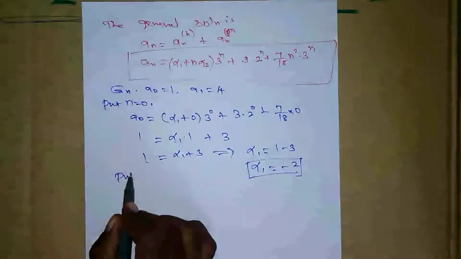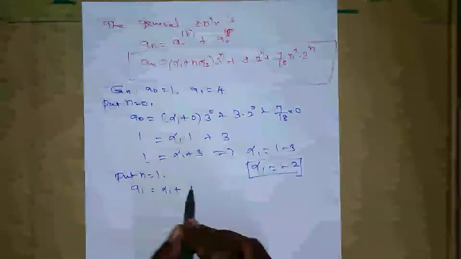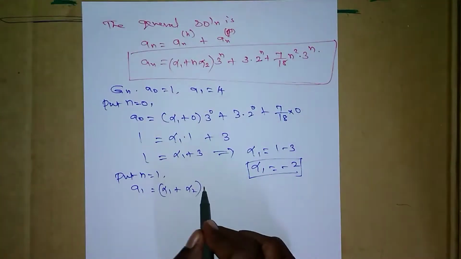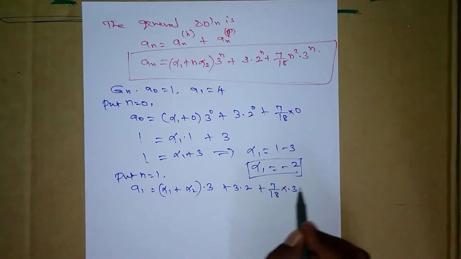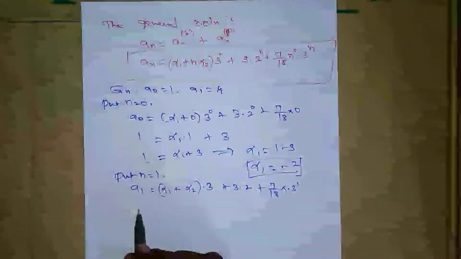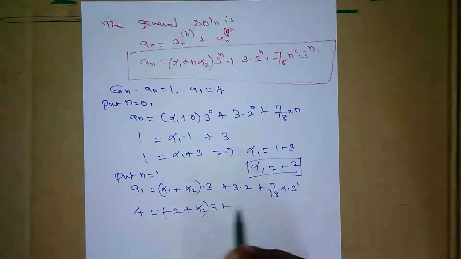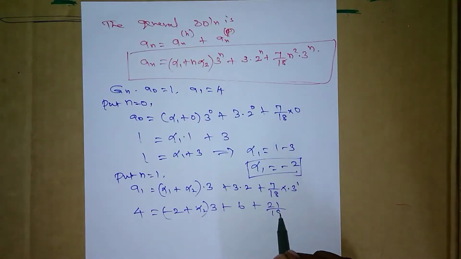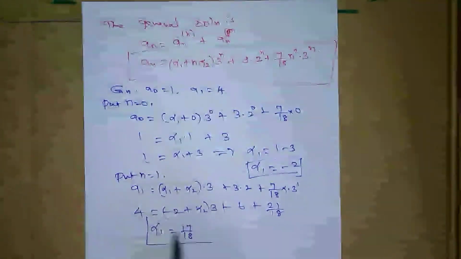And put n equal to 1, a1 equal to alpha 1 plus alpha 2, n equal to 1 into 3, plus 3 into 2, plus 7 by 18 into 3 power 1. Therefore, a1 equal to 4, alpha 1 is equal to minus 2, plus alpha 2 into minus 3, plus 6, plus 21 by 18. Therefore, simplifying, we get alpha 2 is equal to 17 by 18.